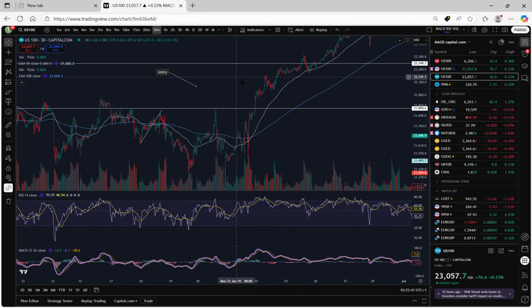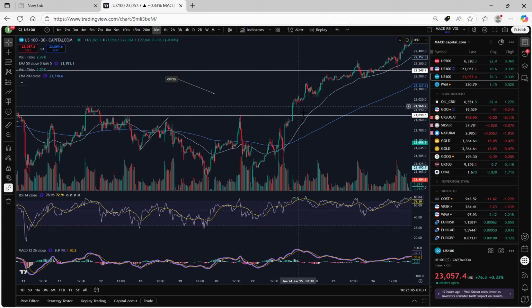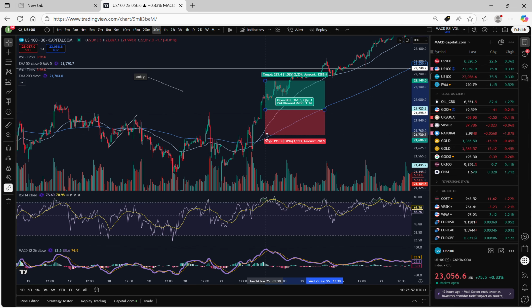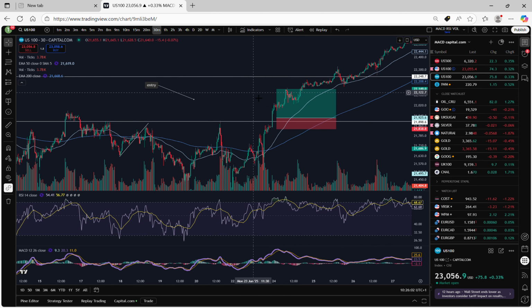So for example, once it's passed through here, you might wait for a pullback and then get in again, or some people get in straight away. You can have false breakouts. I'm not a breakout trader, so I'm not an expert on that, but for example, your entry might look something like this. It's quite a high profit target, you see.